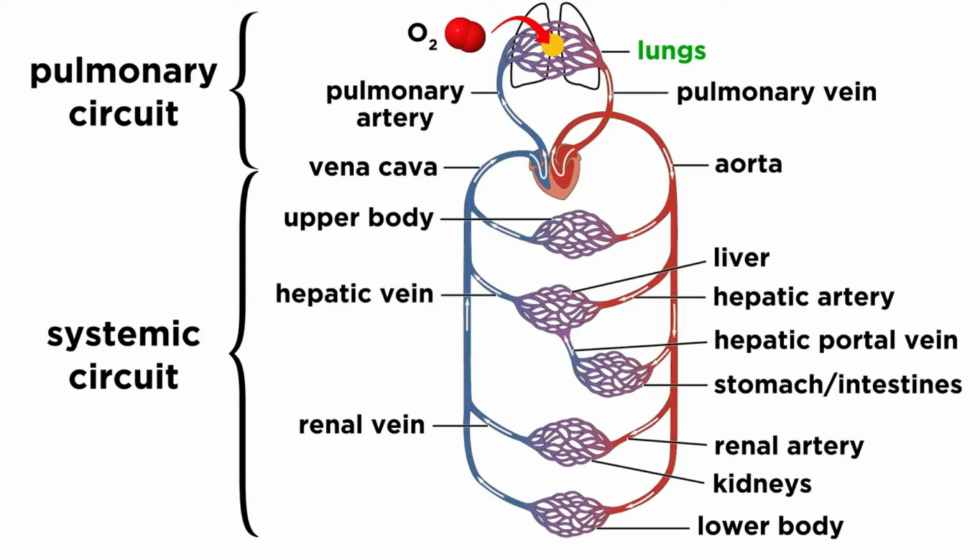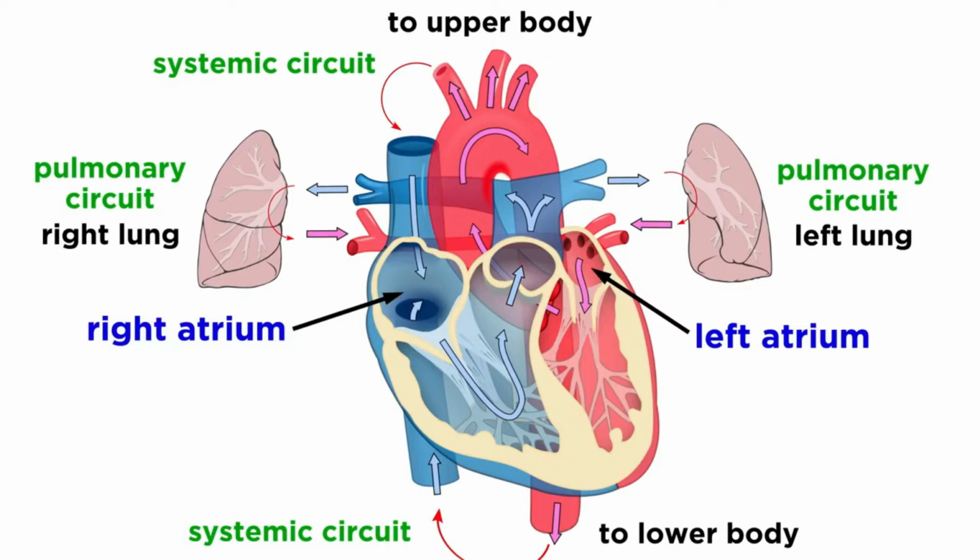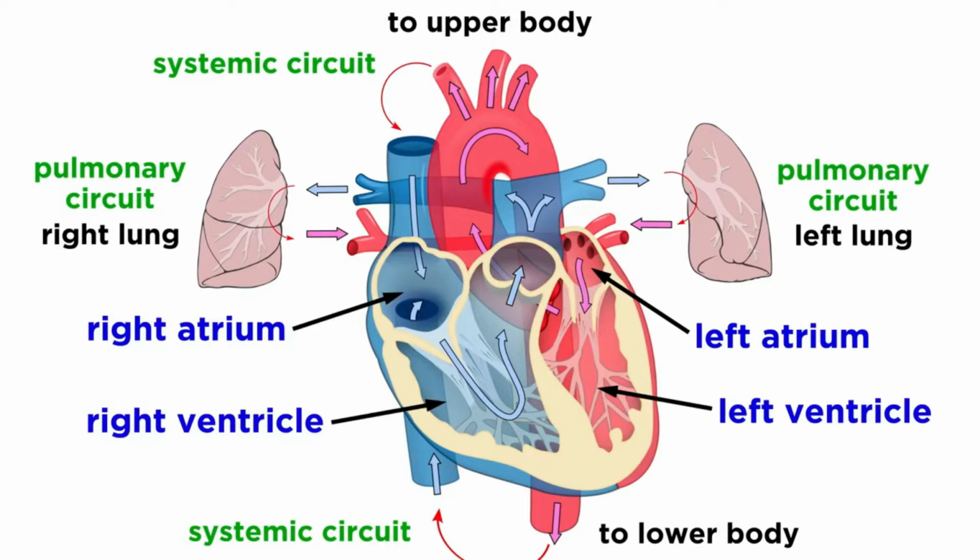So oxygen-depleted blood from the body leaves the systemic circulation when it enters the right atrium through the superior and inferior venae cavae. So next is systemic circulation. The systemic circulation is the movement of blood back to the heart. So oxygenated blood enters the left atrium from the pulmonary veins.